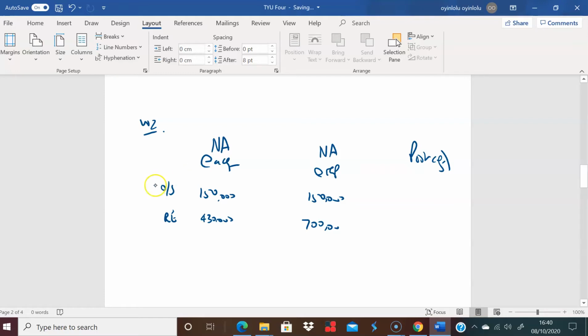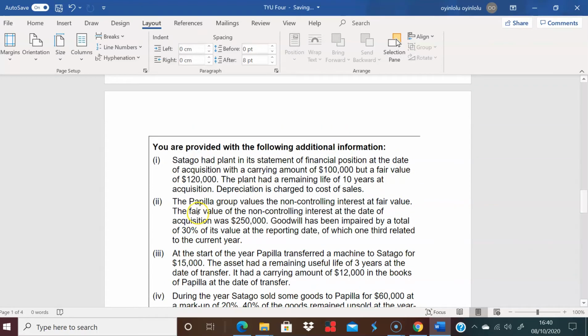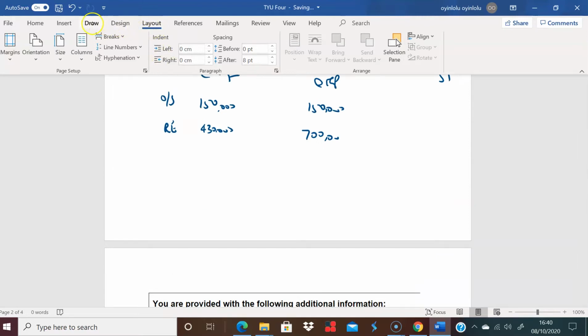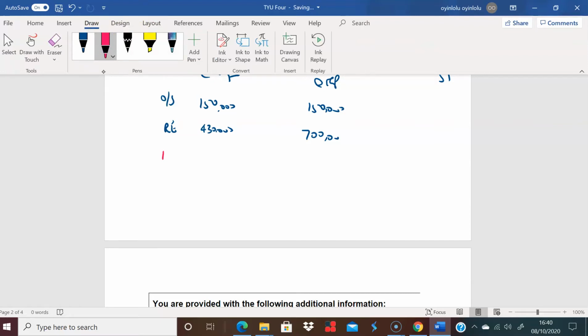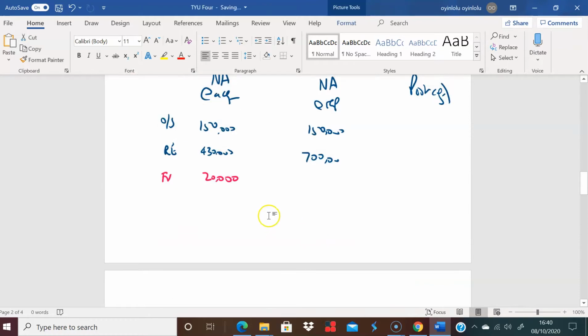So the first thing we are told is that there was a plant, 100,000, but a fair value of 120. That means that I should be putting a fair value adjustment here of 20,000. Now it tells us as well that this plant was to last 10 years. So the depreciation would have been 20,000 over 10 years, so that's 2,000 each year. Over 3 years, we would have £6,000 coming off this, so you would have £14,000. Are you happy with that? It's a 3-year period.